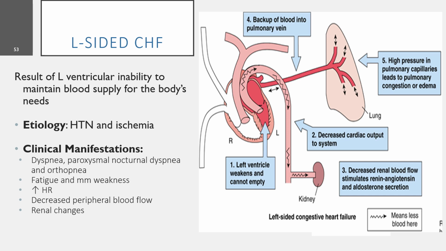Decreased renal perfusion activates the renin-angiotensin-aldosterone system, which promotes sodium and water retention. This exacerbates fluid overload and can lead to symptoms like oliguria, which is reduced urine output, and peripheral edema.